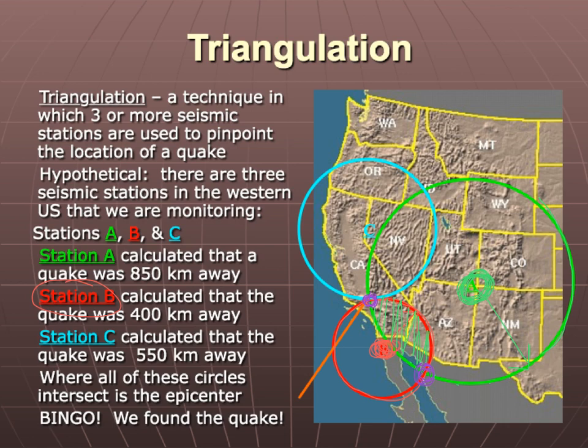We need a 3rd seismic station C, and it does the same thing. P and S wave lag time, and suppose hypothetically they calculate it to be 550 kilometers away. They draw a circle around themselves with a radius of 550, and then it's where those 3 circles intersect. Boom, you found your earthquake epicenter. And in this case, it was near Los Angeles. All right, bingo, you found it. Triangulation.